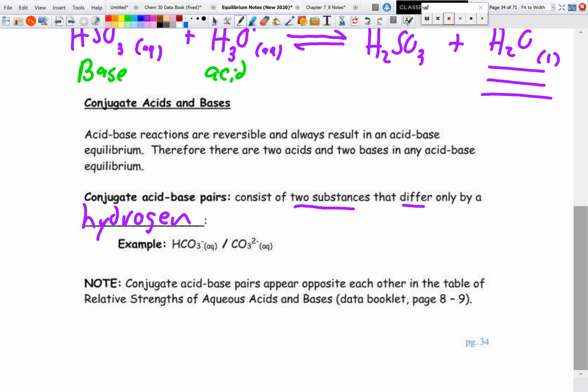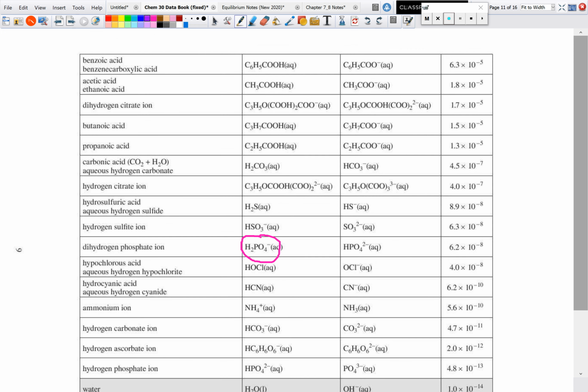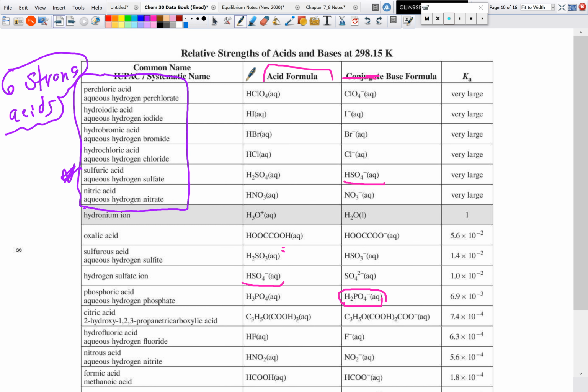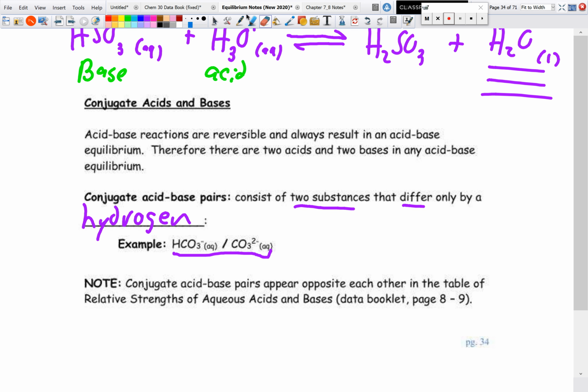So conjugate acid and base pairs appear opposite to each other in the table of relative strength of aqueous solutions on page 8. For example, how we know that HCO3- and CO3 2- pair up together is that when you find them in your data booklet, they sit opposite each other. That's why we have our acid and base conjugate pair. So we have something acting as an acid, and once it acts as an acid, it's going to act as a base in the reverse reaction, or it's going to be the conjugate base. We're going to look at how that actually works.